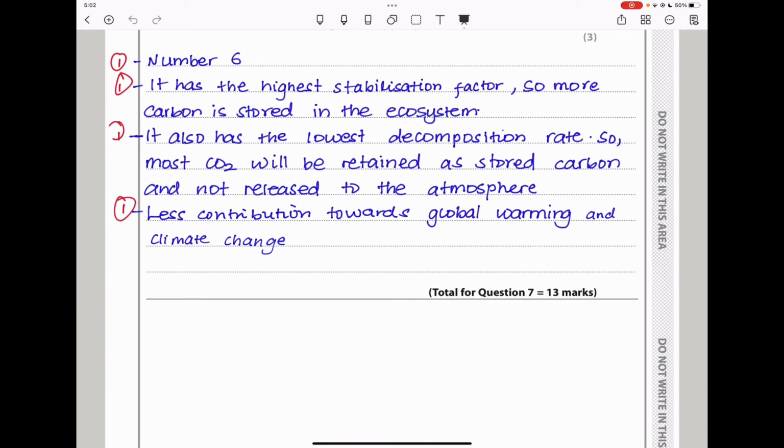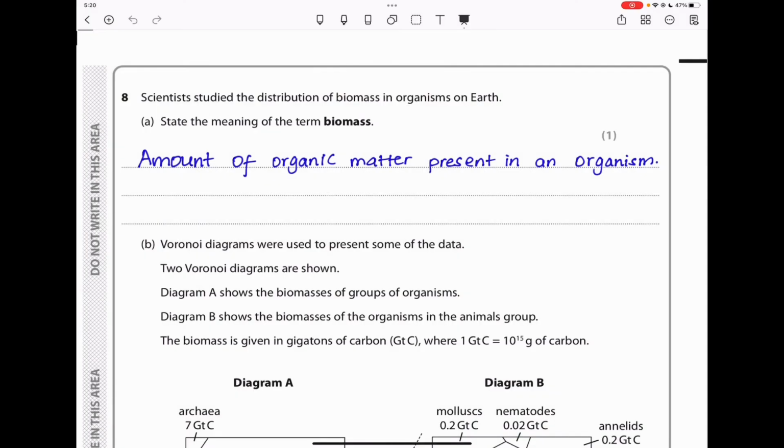This brings us to the end of question 7. I will move on to question 8. Question 8. Scientists study the distribution of biomass in organisms on Earth. Say the meaning of the term biomass. Biomass is the amount of organic matter present in an organism. That is what you should write.